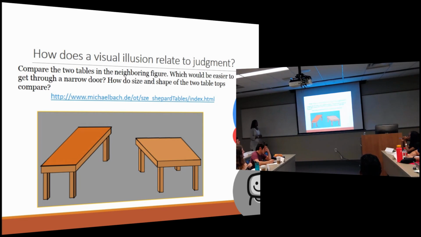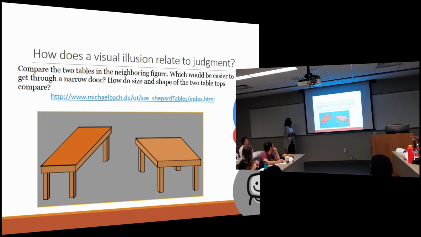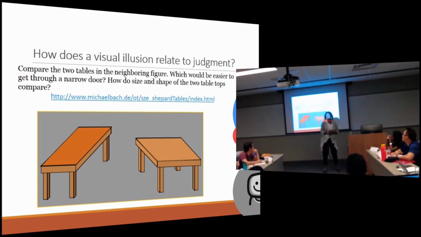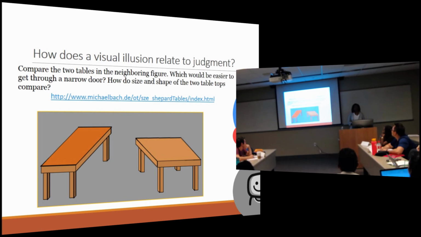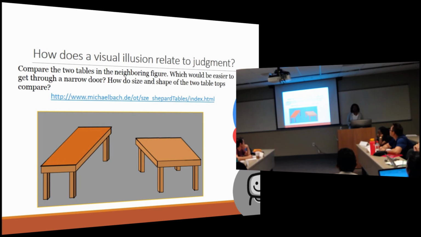Which of these tables do you believe will be easier to fit through a narrow door? How do the shapes of the tables compare? So if you were to pick one and say it was easier to get through a door, which one would you say? Why? The one on the right?